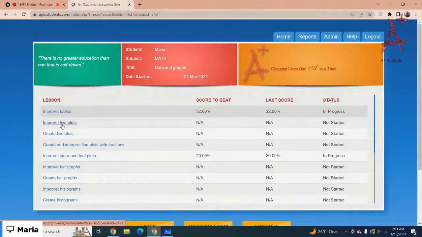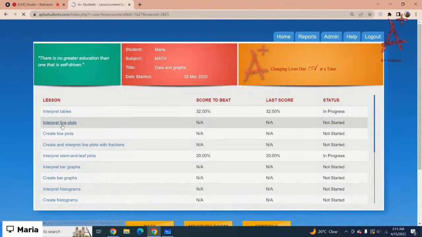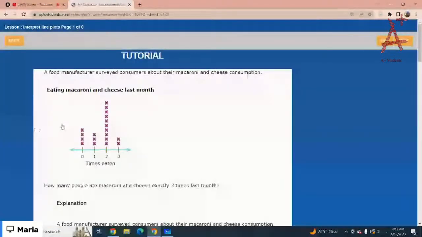Okay, the next one is interpret line plots. So let's start with the next lesson. We're going to learn how to interpret line plots. Let's start with the example. Just listen to me carefully. A food manufacturer surveyed consumers about their macaroni and cheese consumption, eating macaroni and cheese last month. That is the line plot. Got it?